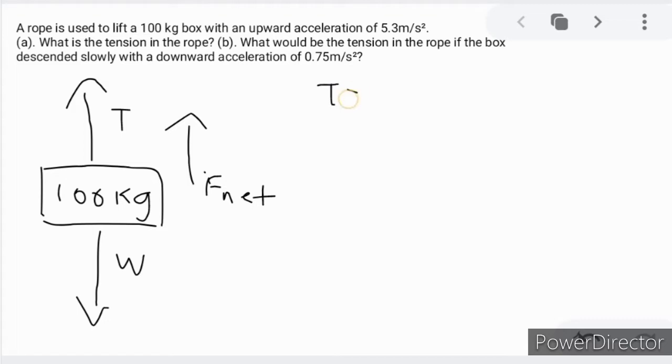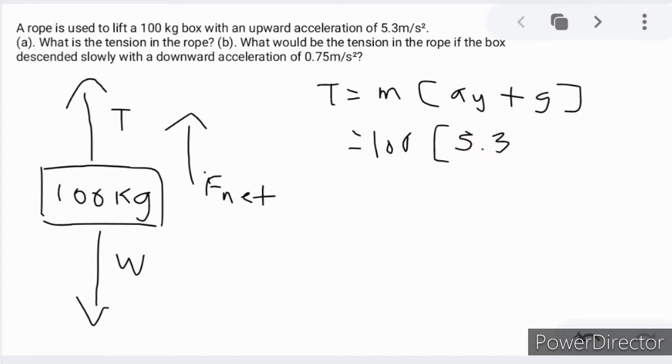So we can now write the equation. T is equal to mass times the quantity of a, the acceleration along y, plus gravity. Then we can substitute the value of mass as 100 kilograms times the quantity of the acceleration along y, which is 5.3 meters per second squared, plus the value of gravity, which we can write as 9.8 meters per second squared.